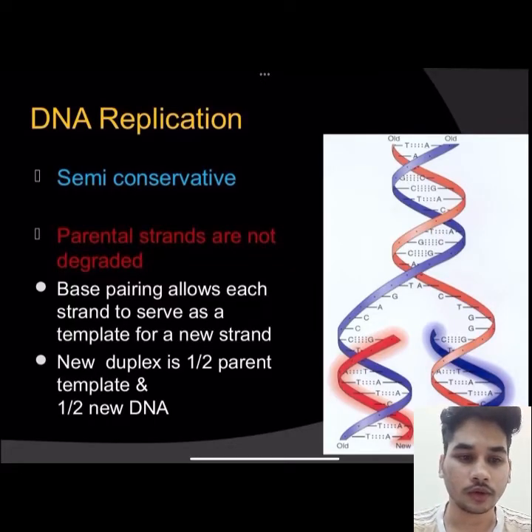So DNA replication, it is a semi-conservative process. So parental strands are not degraded. Base pairing allows each strand to serve as a template for a new strand. So new duplex is half parent template and half new DNA.